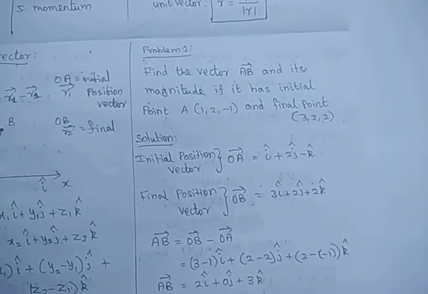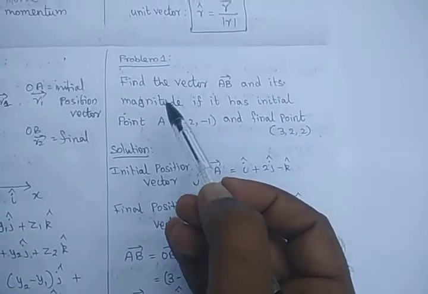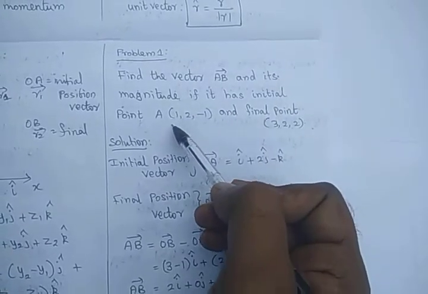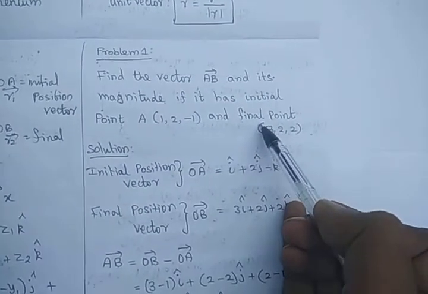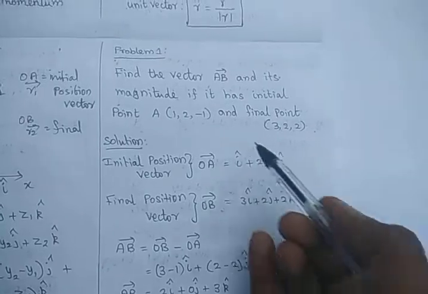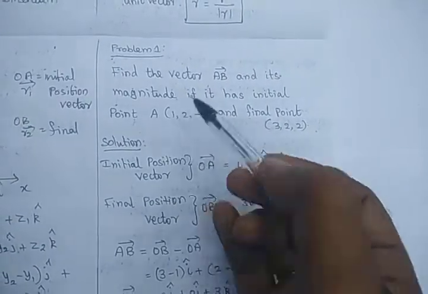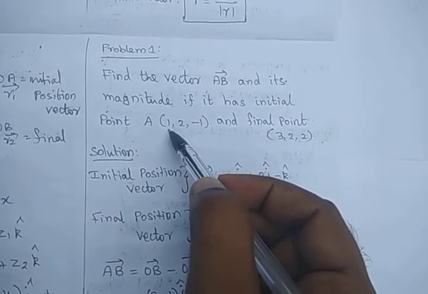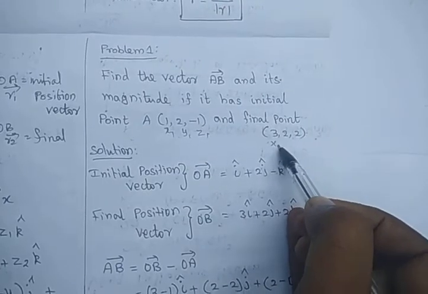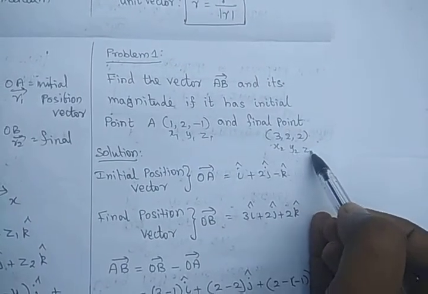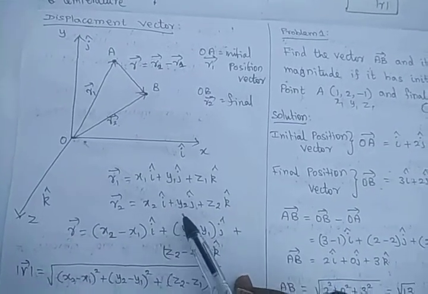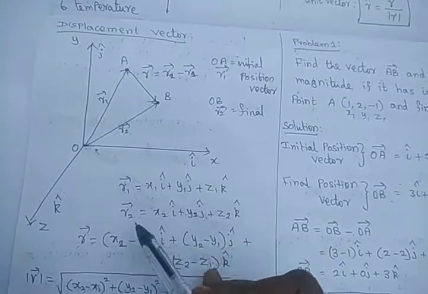Now we see one problem, then only will you be able to clearly understand that. Find the vector AB and its magnitude if it has an initial point A equal to (1, 2, minus 1) and final point (3, 2, 2). So that is represented in the x, y and z axes. How can you take the initial position in the vector coordinates? Very simple, students. This is x1, y1, z1, this is x2, y2 and z2. So we are representing x1 i cap plus y1 j cap plus z1 k cap, and x2 i cap plus y2 j cap plus z2 k cap, as the initial position vector and final position vector.